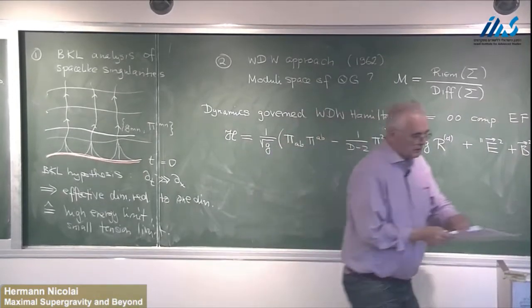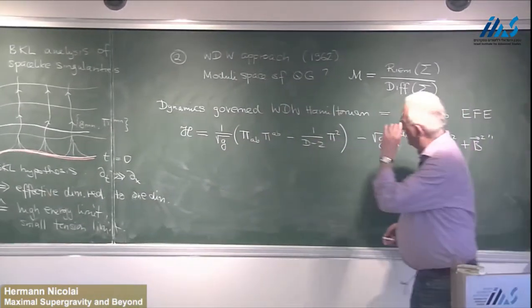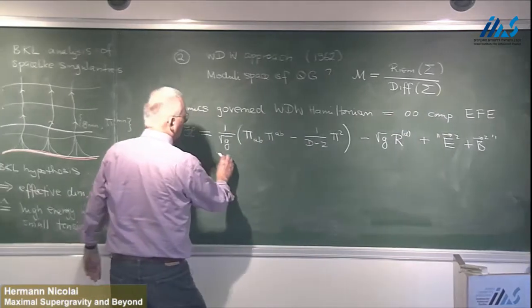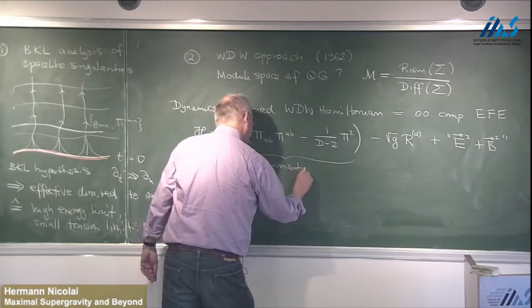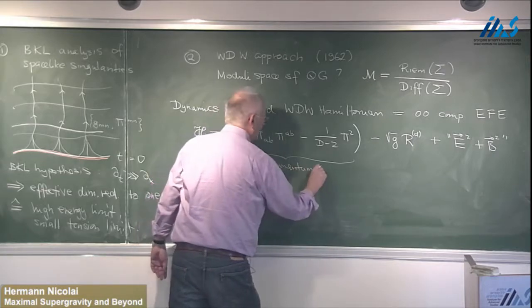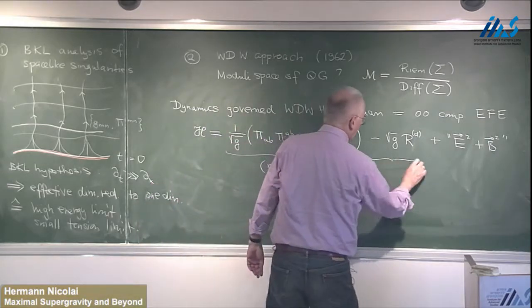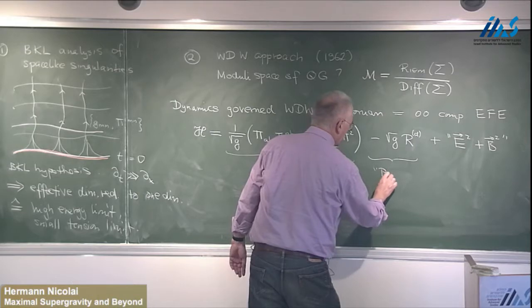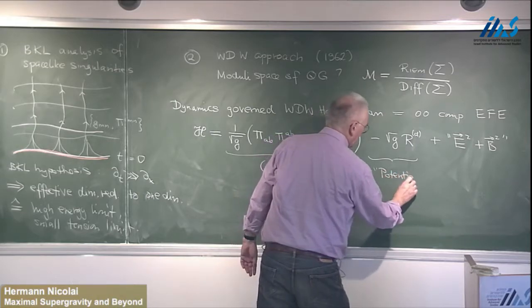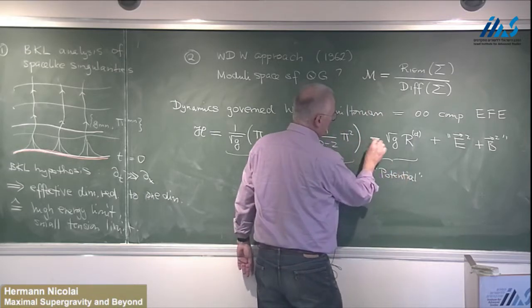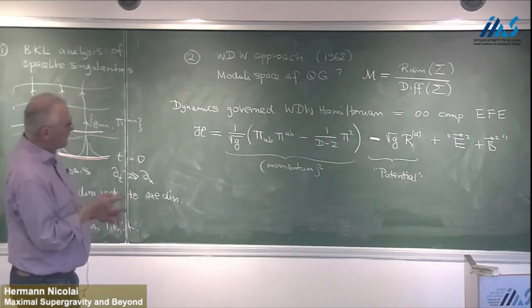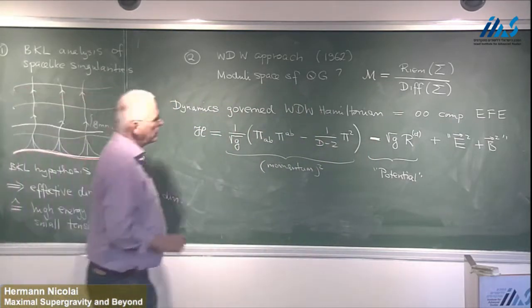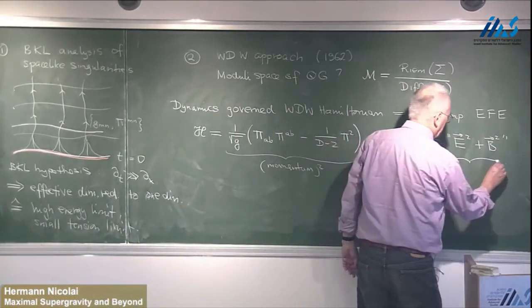Okay, so this is, if you like, the momentum squared part. This thing is the potential. And it's important that you have a minus sign here. It comes with a minus sign. So the potential is minus the spatial curvature, and this is the matter contribution.